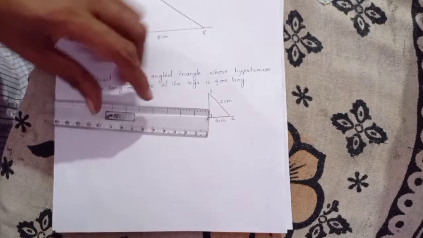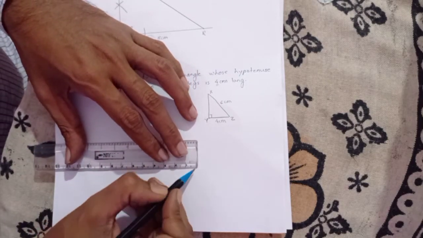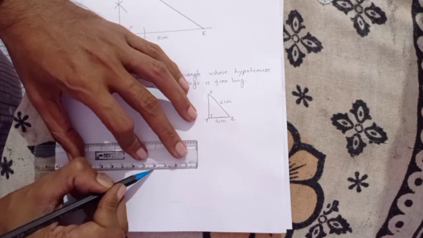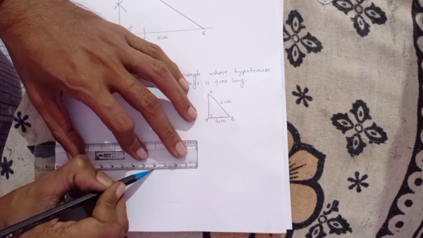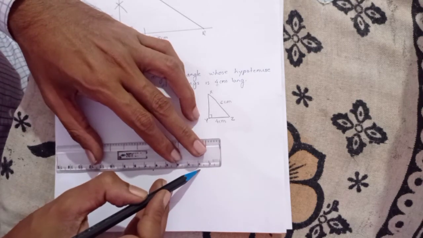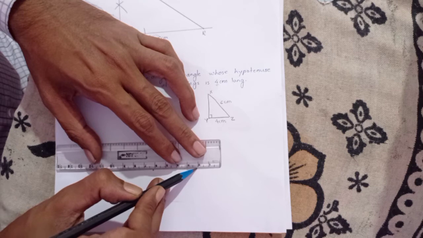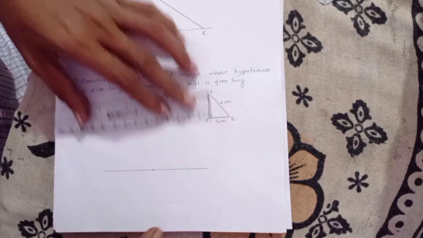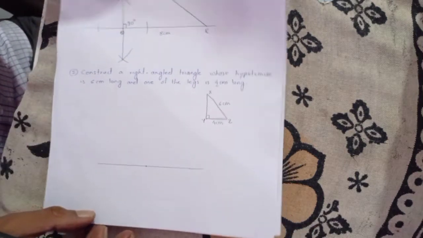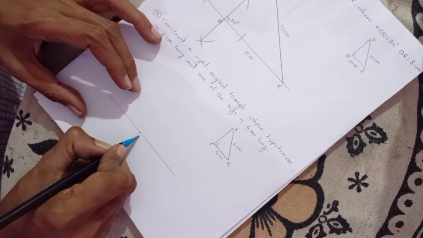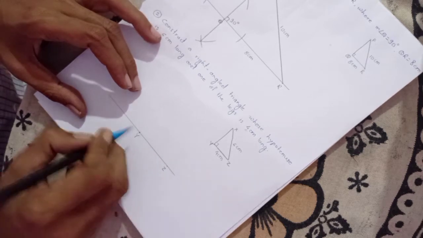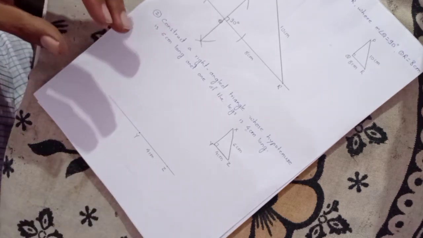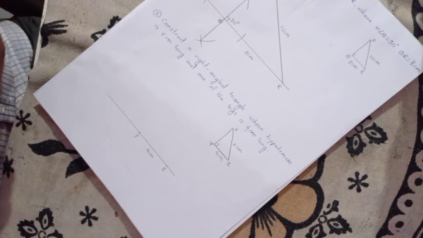For this, make a point at 0 and another point at 4 centimeters. With the help of scale, join the points. Please note we need some extra segment, so I am extending it further because we need to draw a perpendicular to this. So point Y is here, point Z is here. The distance between Y and Z is 4 centimeters. Now we have to draw a perpendicular at point Y.